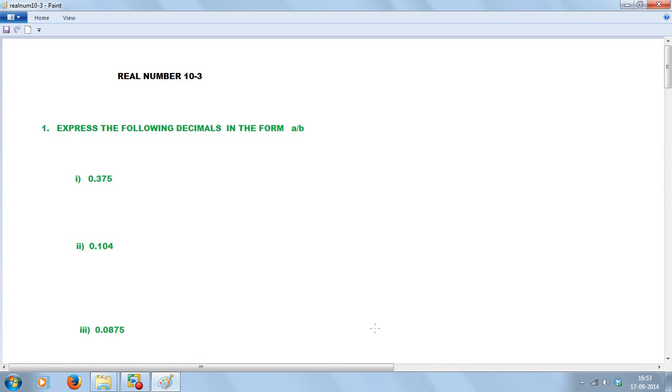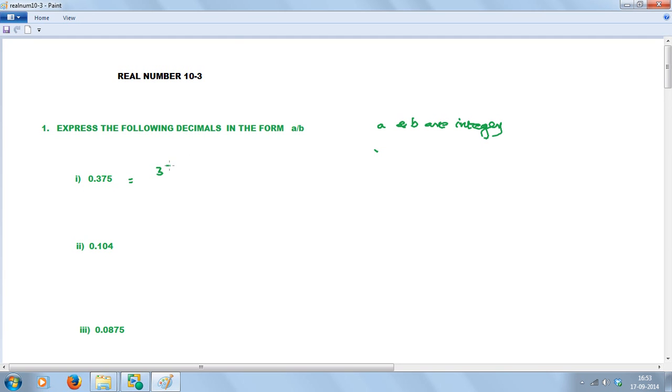We'll start a new lesson in real numbers. So we'll take first a set of problems. Given decimals, we will express the decimal in the form of A by B, where A and B are integers. So how can we express 0.375?